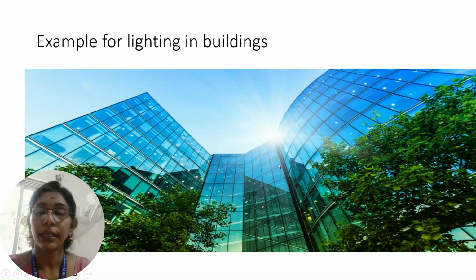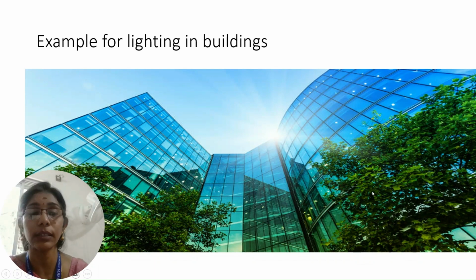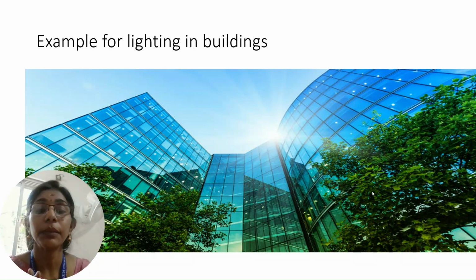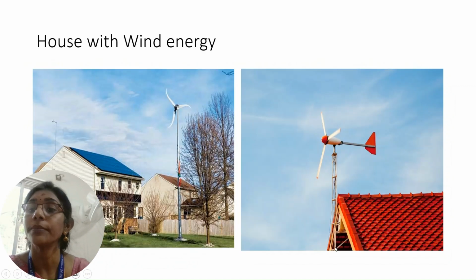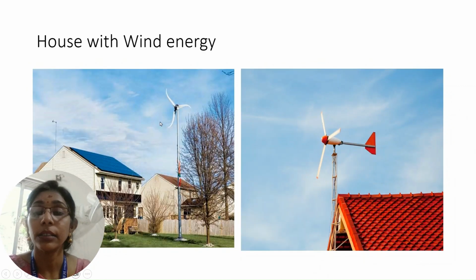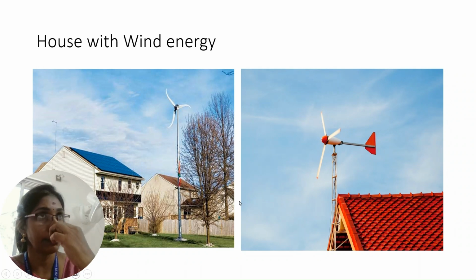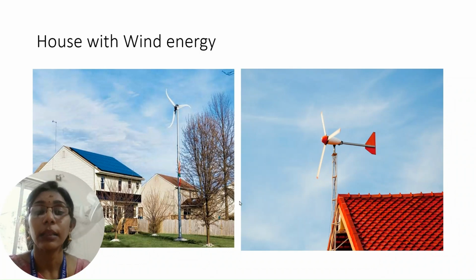Here, I've collected a few pictures that will help you understand the passive methods. This is actually enough lighting for the building. So here you can see the window glazing throughout the building. There is window glazing, so this will ensure maximum exposure to sunlight during the daytime. And here, this is the solar panel which is mounted on the rooftop. Here you can see the wind energy, again a source of alternate energy, renewable energy. So that will minimize the dependency on the power grid.